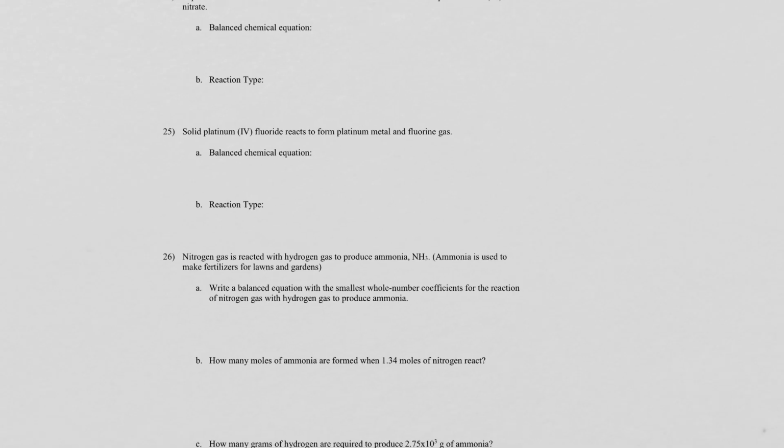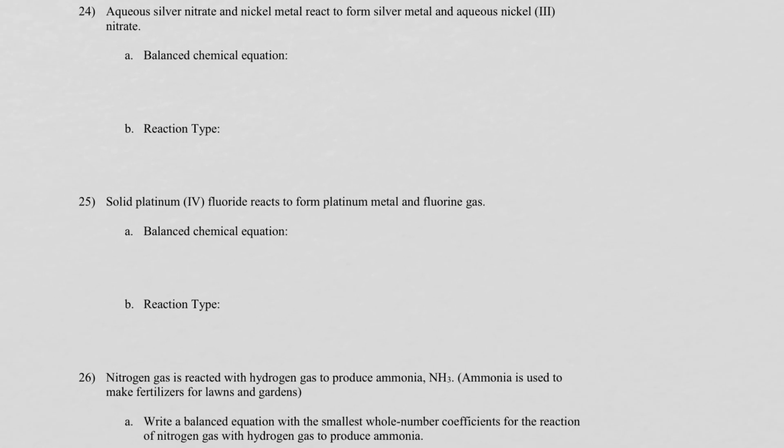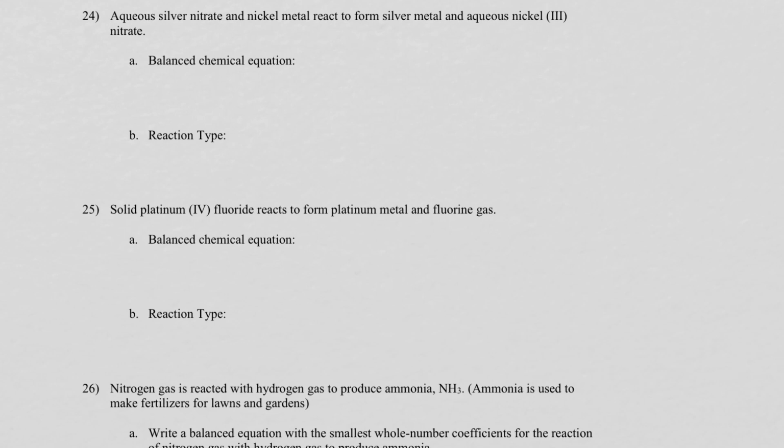On the next page, we continue with more chemical equation writing and balancing. So just let me get this focused in here, and we'll continue with number 24. In number 24, we react aqueous silver nitrate and nickel metal to form silver metal and aqueous nickel(III) nitrate. So going through each step at a time, starting with the silver nitrate. Silver is always Ag+, nitrate is NO3-, and again the scenario told us that it was aqueous. Next, nickel metal. That means Ni solid.